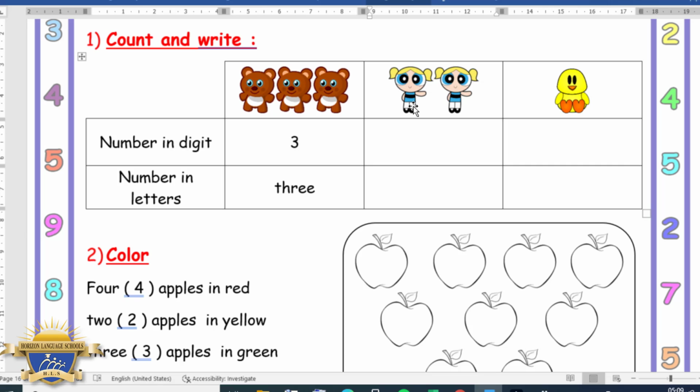Let's see the next cell. 1, 2. So we will write 2 in digits and we will write it in letters. T, W, O. The last cell. Let's count just 1. 1 and we will write it in letters. O, N, E.